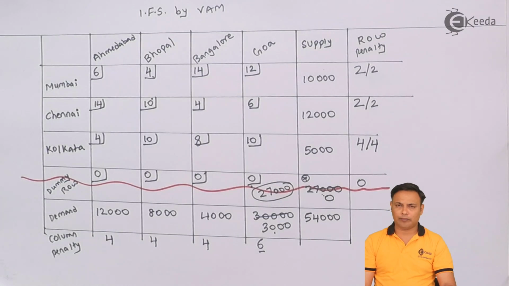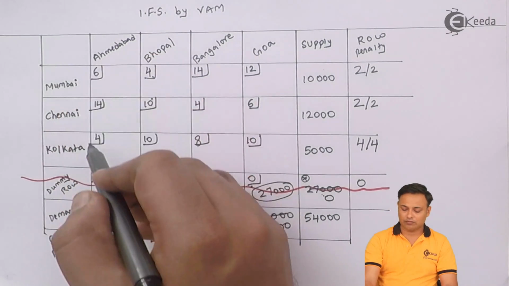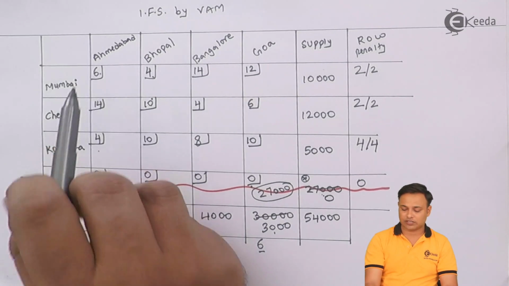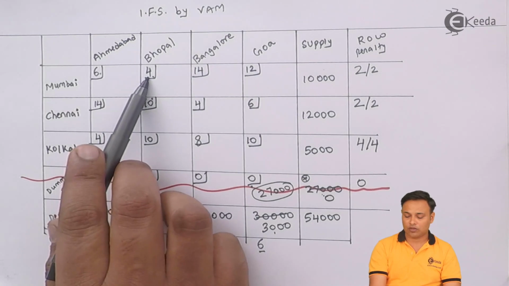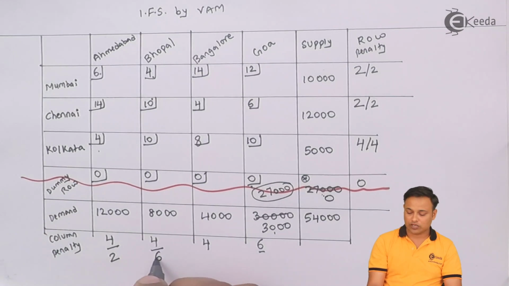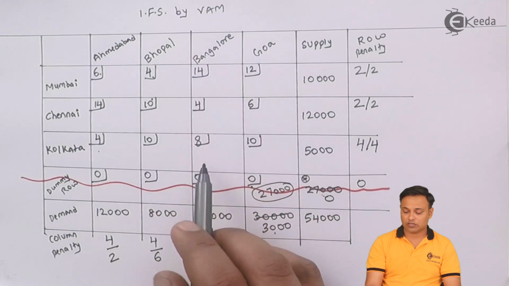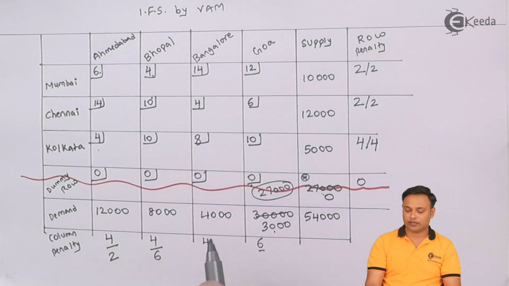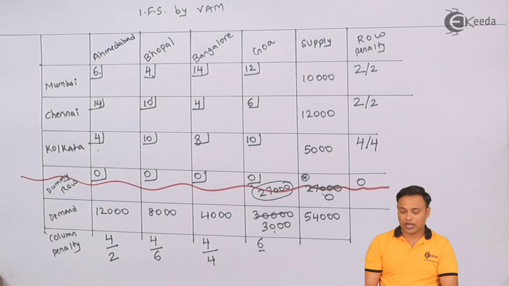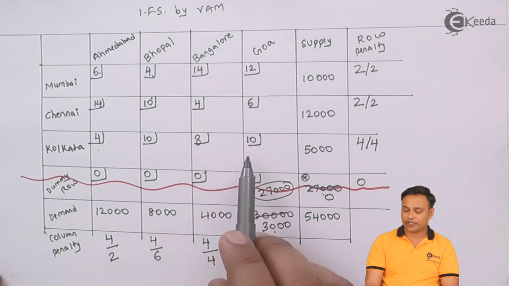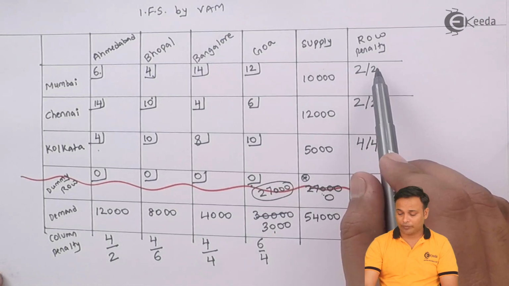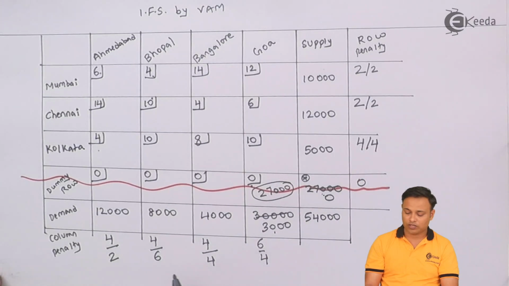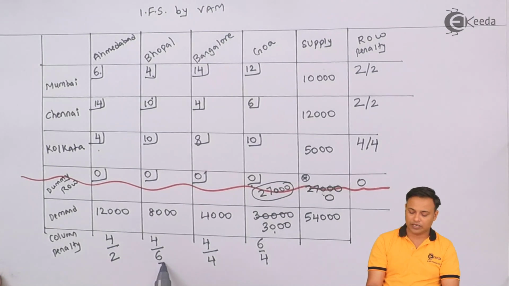Now we'll recalculate the column penalties again. Here is my first column, lowest cost is 4, next lowest is 6, difference of 2. Second column, lowest cost is 4, next lowest is 10, difference of 6. Third column, lowest cost is 4, next lowest cost is 8, a difference of 4. And last column, lowest cost is 6, next lowest is 10, difference of 4. So if you can see in the second stage, I have got penalties of 2, 2, 4, 4, 4, 6 and 2. Out of which the highest penalty is 6.